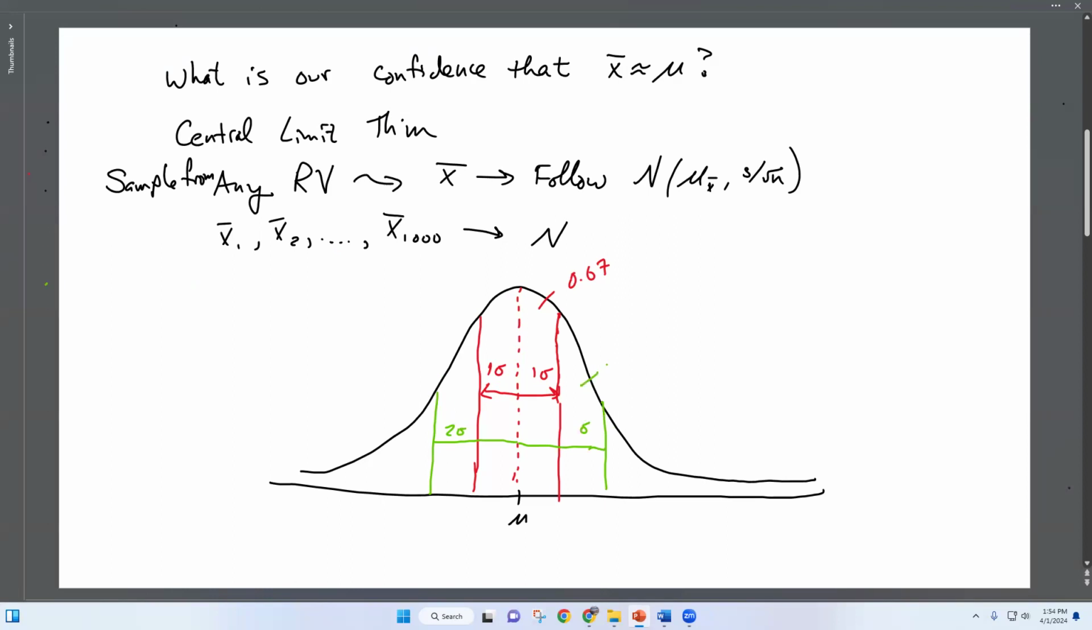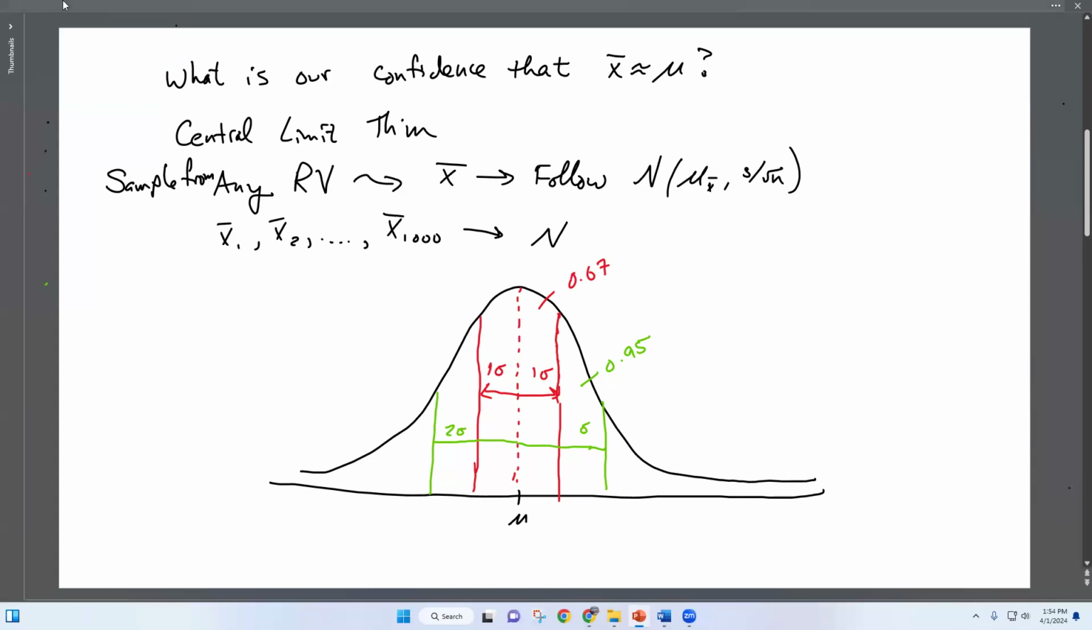Then we're going to get about 0.95, and so on and so forth. We can go 3 standard deviations out, and that's 0.997. So we can say something like 95% of the sample means should fall within 2 standard deviations of the true population mean.